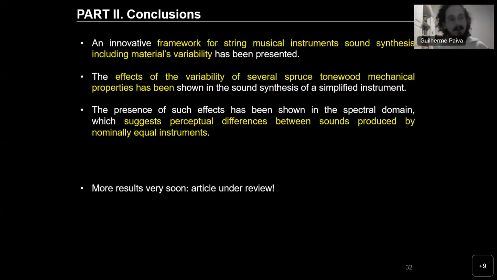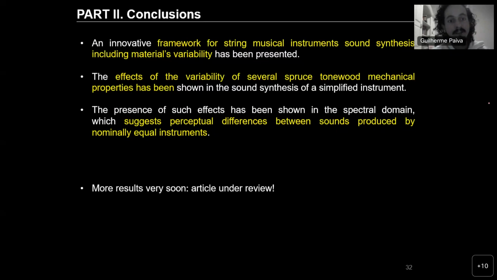So as conclusions of this part 2, I present you a framework for string musical instrument sound synthesis, in which we can include materials variability or even geometry variability. If we are working now on a parametric model of the guitar, we can generate these uncertainties on the geometry as well as in the materials.